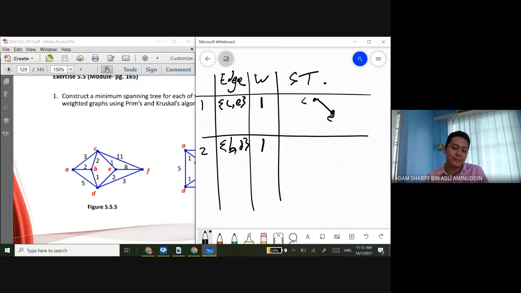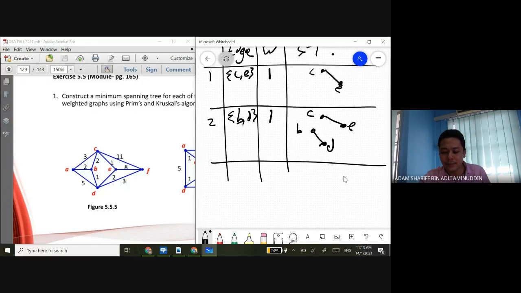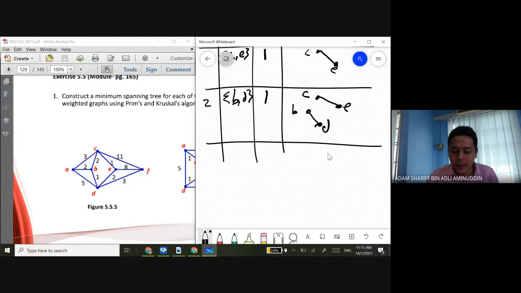One. So CE and you choose BD. Nampak dia tak sambung. Tak semestinya dia kena bersambung. CE, BD. As long it does not create a circuit, you will be fine. You are on the right track. Okay.